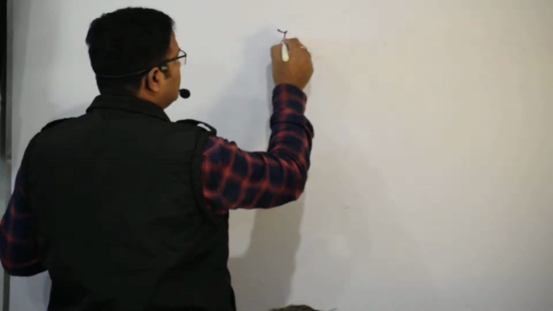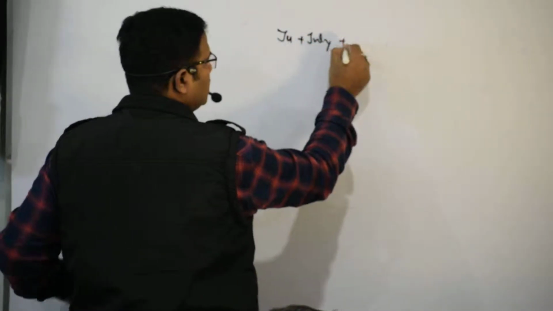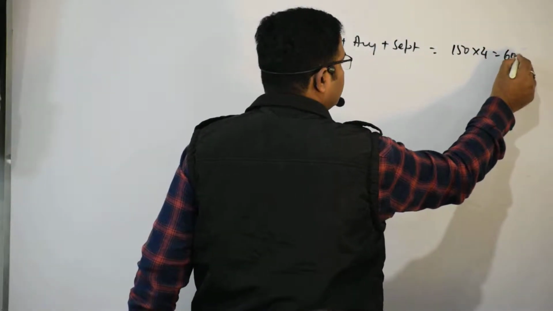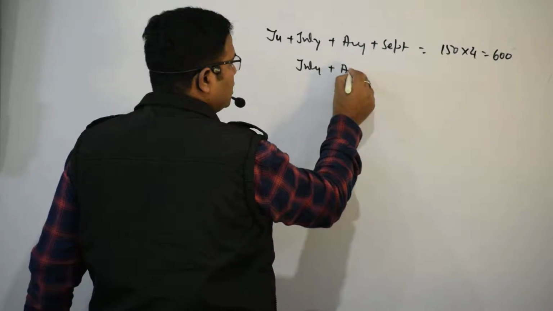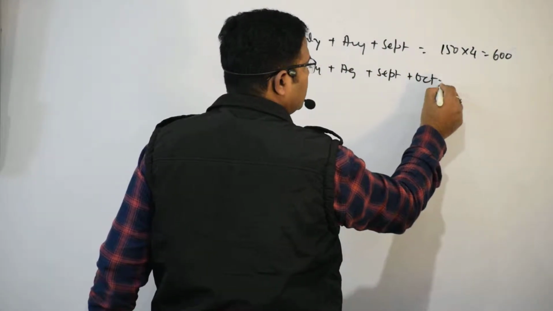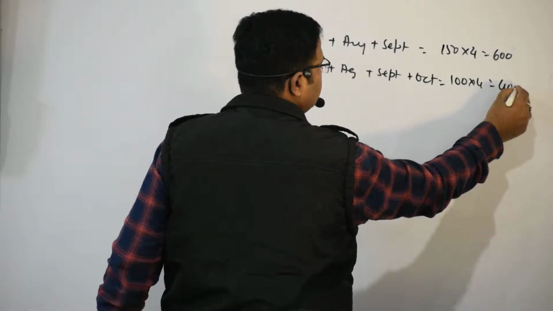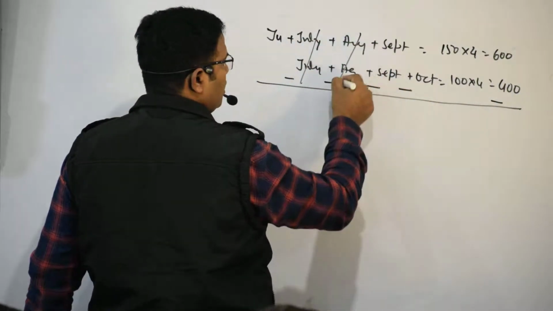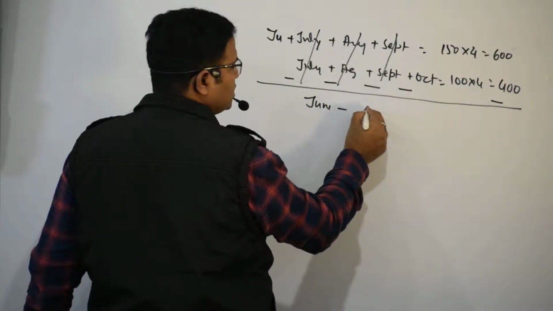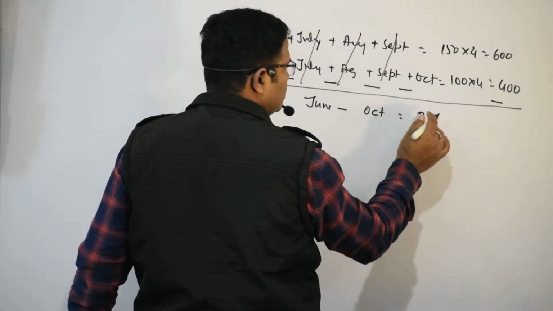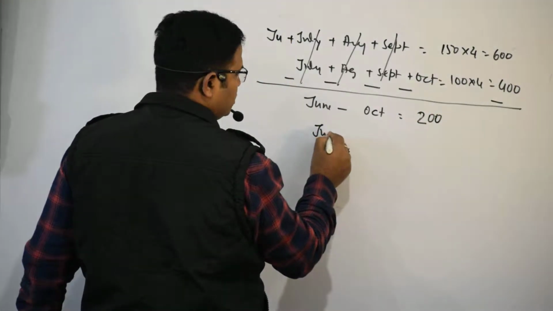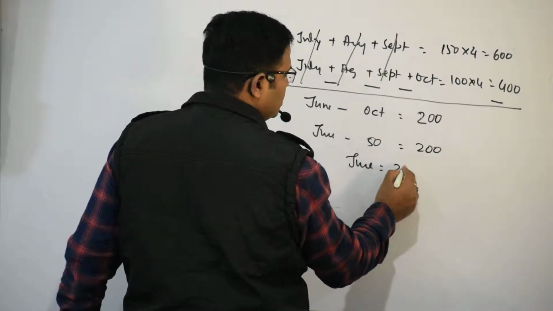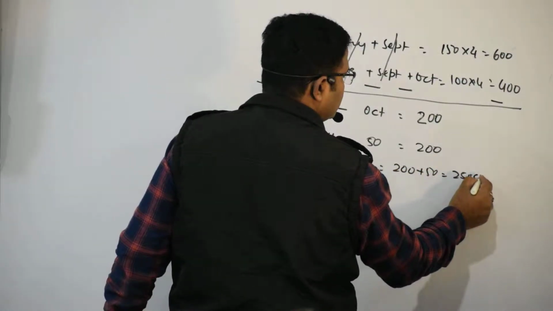I said June, July, August and September. What is this? 150 into 4, 600. And then I said July, August, September and October month is what? 100 into 4, 400. And then when you subtracted it, July, August, September cancel, what left? June minus October, and this is what? 200. And October is given how much? 50 centimeter. So June month has 200 plus 50, 250 centimeter.